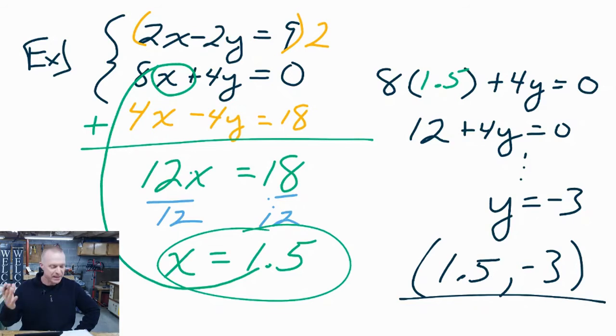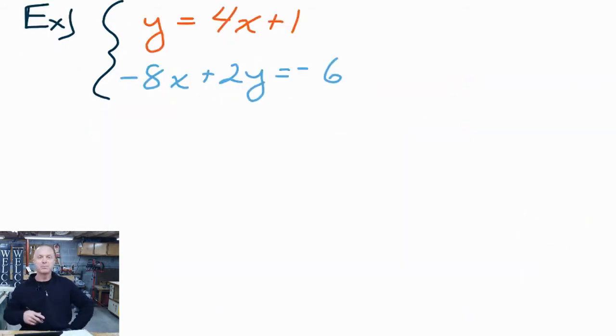Now you can use any of those methods that you want to tackle any problem that you see, like this system. We have y equaling 4x plus 1 and -8x plus 2y equaling -6. You feel like you want to try this on your own? I encourage you to. You can pause the video. Are you thinking about a substitution method?